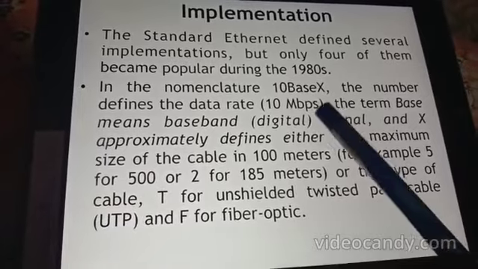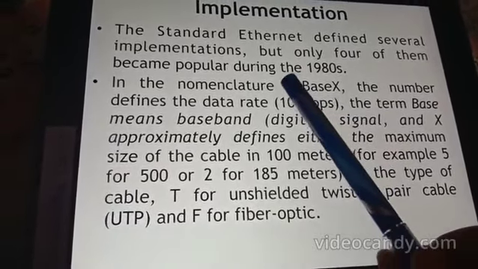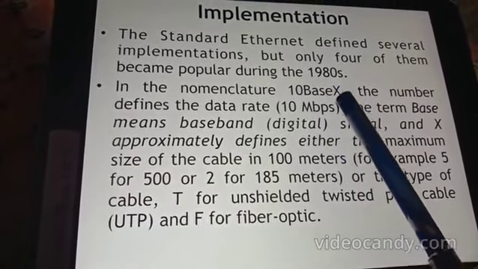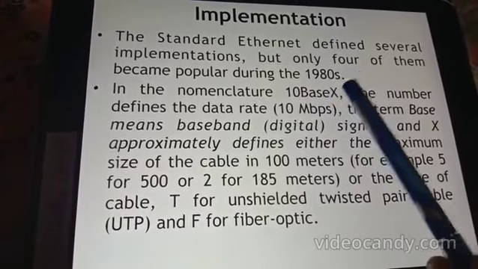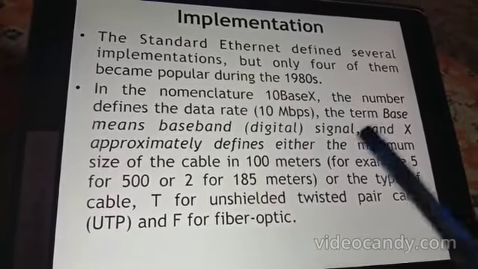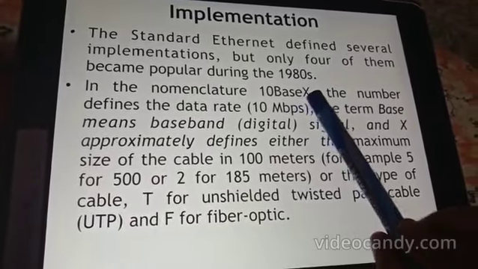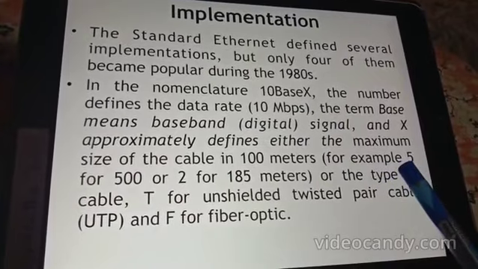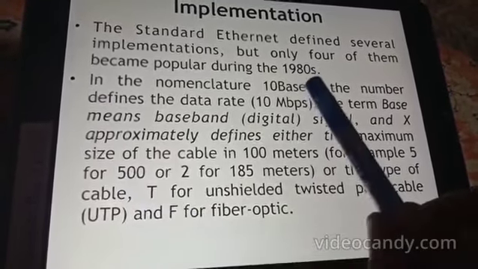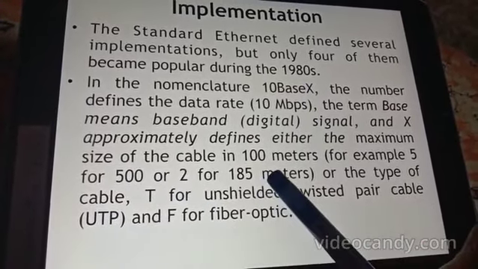The nomenclature is provided like 10 Base X. 10 stands for the data rate, that is 10 Mbps, Base stands for the digital baseband signal, and X stands for the type. Basically, X defines the type of cable or the length of the cable. For example, if I represent X as 5, it means I am using 500 meters of cable. If it is 10 Base 2, then 2 represents 185 meters of length.